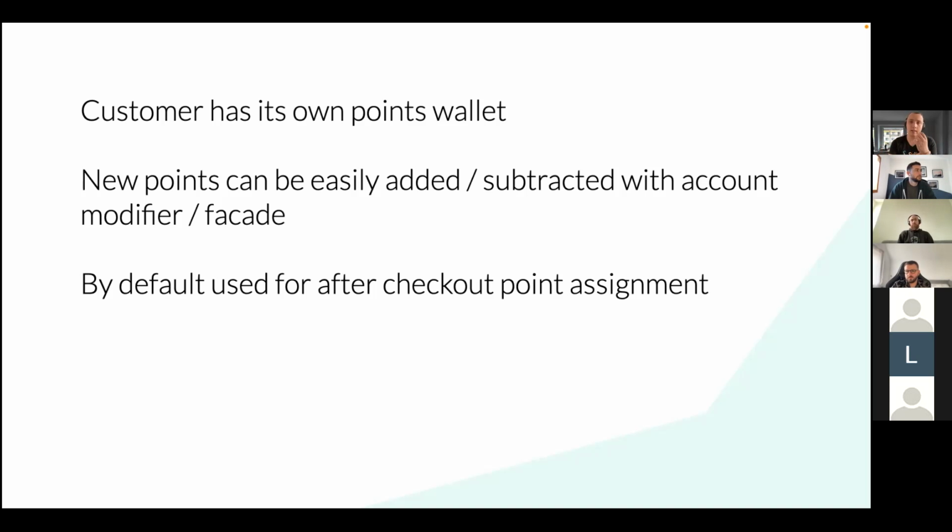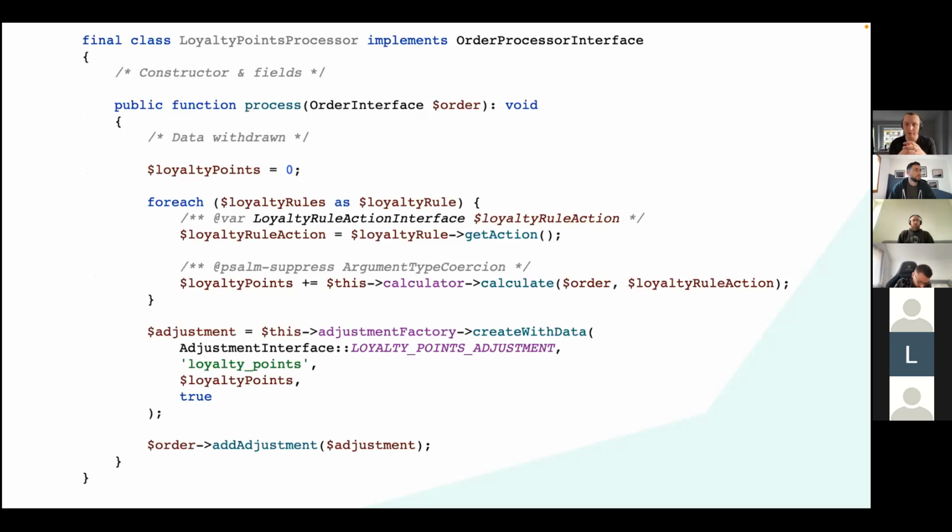You may decide that, okay, for each $1 spent in your shop, the customer may receive 1 point, or for each $4, etc. And then with the order processor interface during the checkout process, we are taking all the rules that are available for your particular channel. We are iterating over all the rule actions that are available for the particular order, and we're calculating points. We are summing them into one number and then putting them into adjustments on the order itself.